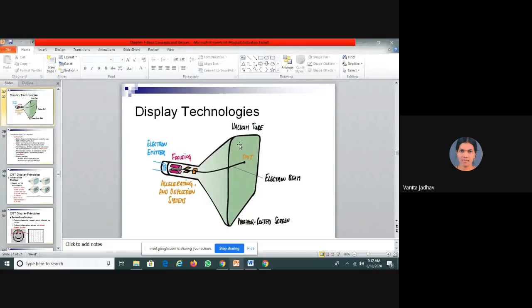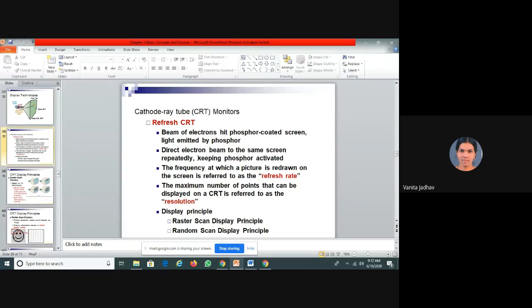Further, this particular tube is a vacuum tube. So this is the working of the cathode ray tube, which we discussed in the last lecture. After that, we discussed some points regarding this CRT. This CRT is called a refresh CRT, because within 1 second almost 65 times the electron beam hits the screen, and that's why that particular spot is highlighted. That's why it is called a refresh CRT.